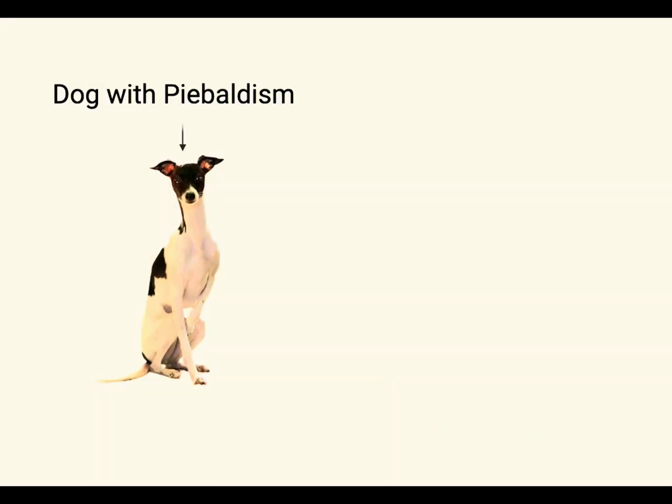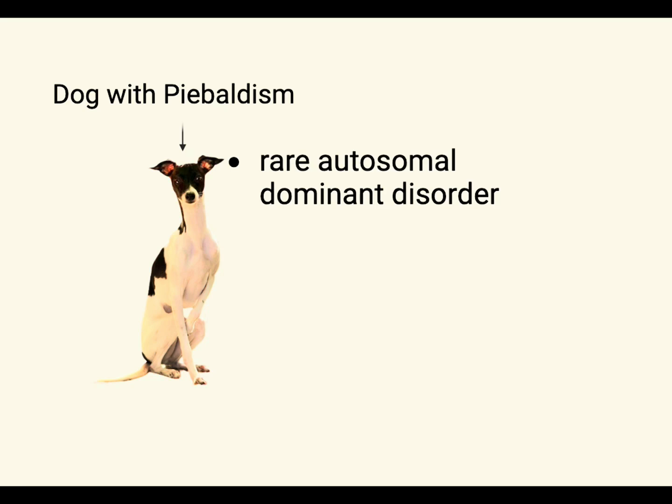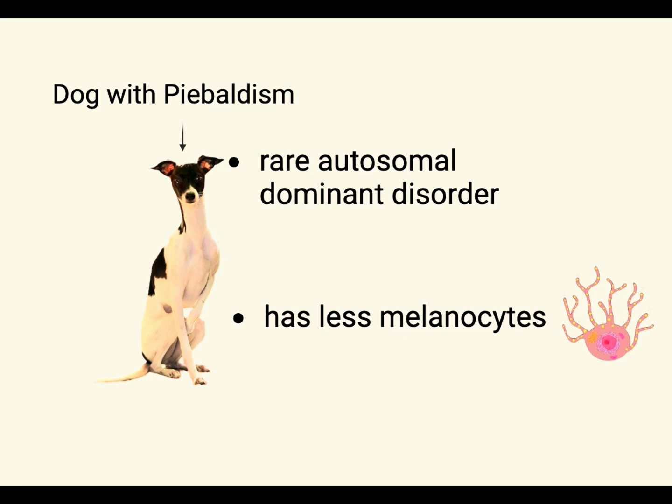Piebaldism is often defined as a rare autosomal dominant disorder in which an organism is born with an absence of melanocytes in affected areas of skin or hair due to mutations on the c-KIT gene. That's a lot of complicated information in one sentence, so let's simplify it a little.